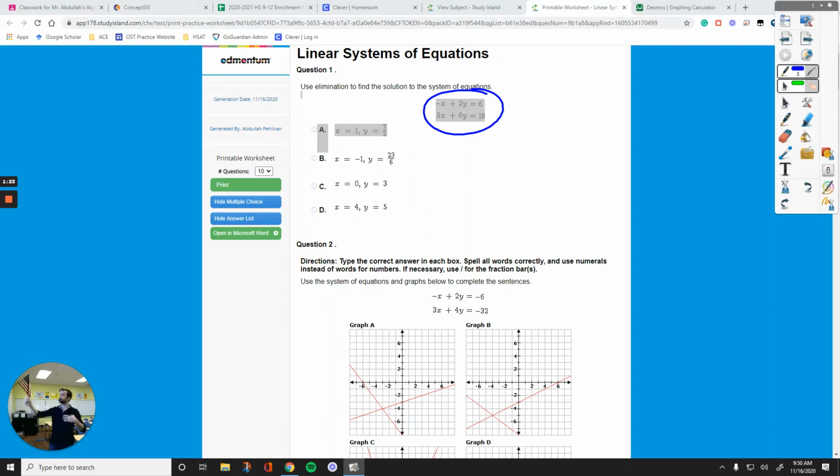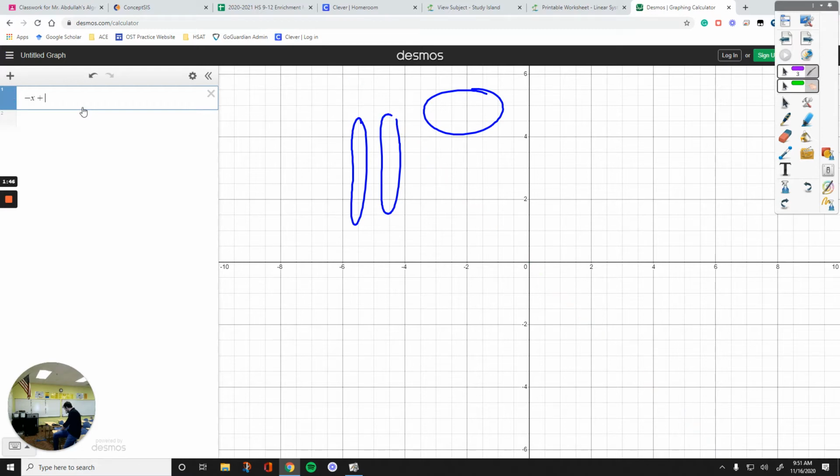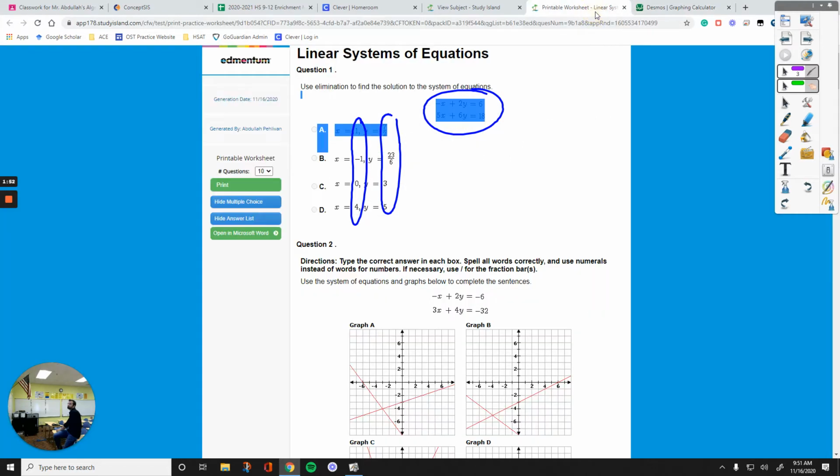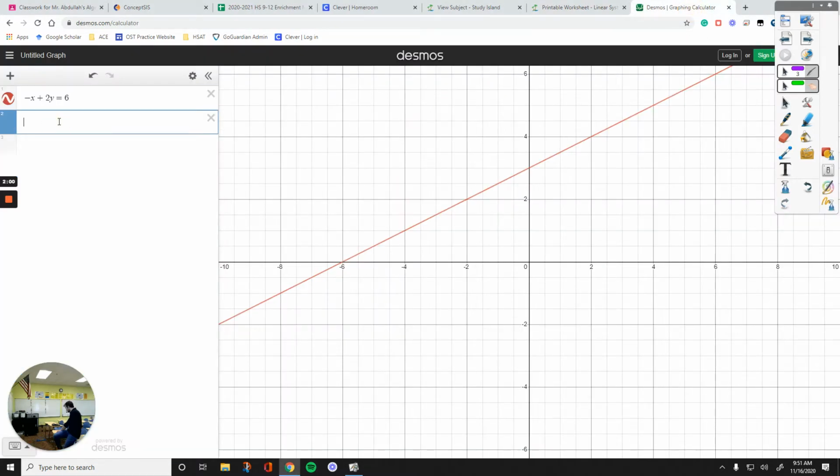The x coordinate is going to be either one of these numbers right here. The y coordinate is going to be either one of these numbers. So you're going to figure out which one matches. Negative x plus 2y equals 6 is the first equation. Let me just show you how we can do it. Negative x plus 2y equals 6. So the first line looks like this, the first equation on Desmos. And then 5x plus 6y equals 18 is the next line.